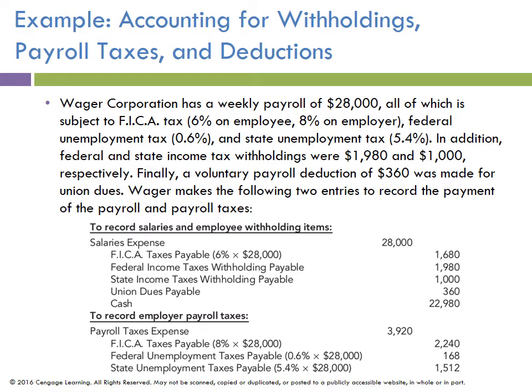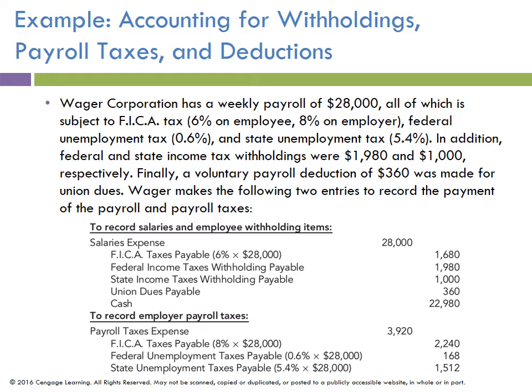They'll owe federal unemployment taxes of 0.6% on $28,000. Remember, that's 0.6. That's not even 1%. So it's 0.006 in a calculator. So they'll credit that liability account $168. And then state unemployment tax, same thing, 5.4% of the $28,000. We store that in the current liability account, $1,512.